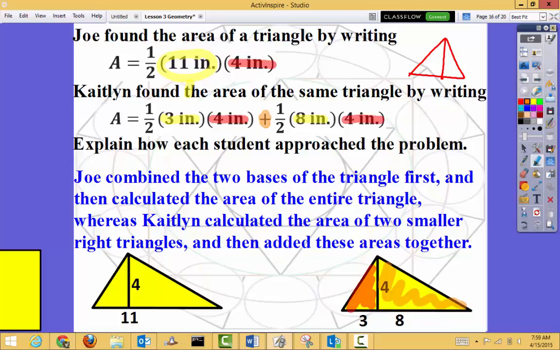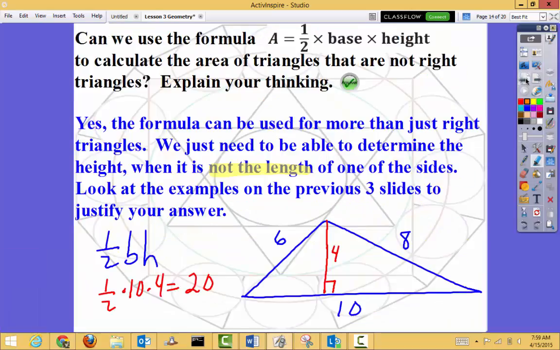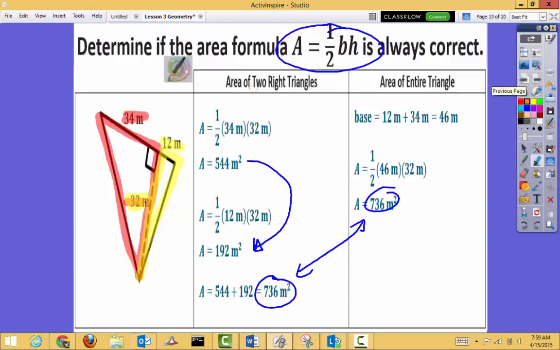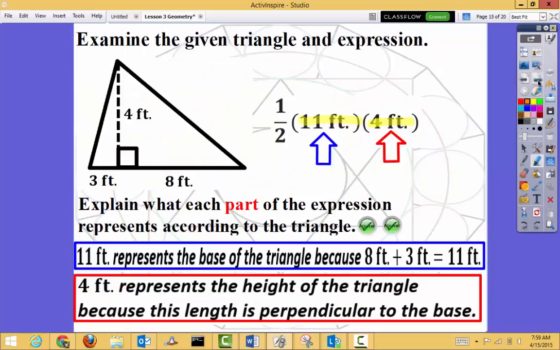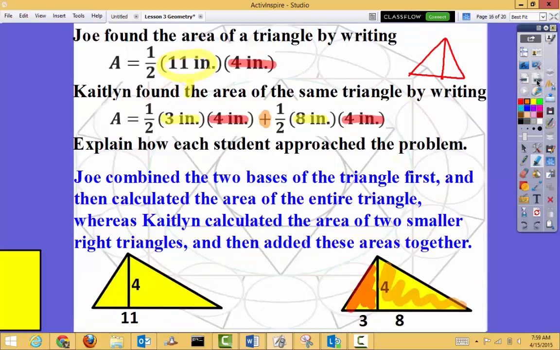They're still going to get the same answer because we've been showing you with all these problems that you can find the area of two right triangles and add them together, or the area of the entire triangle and add them together. So they're still going to get that same answer.